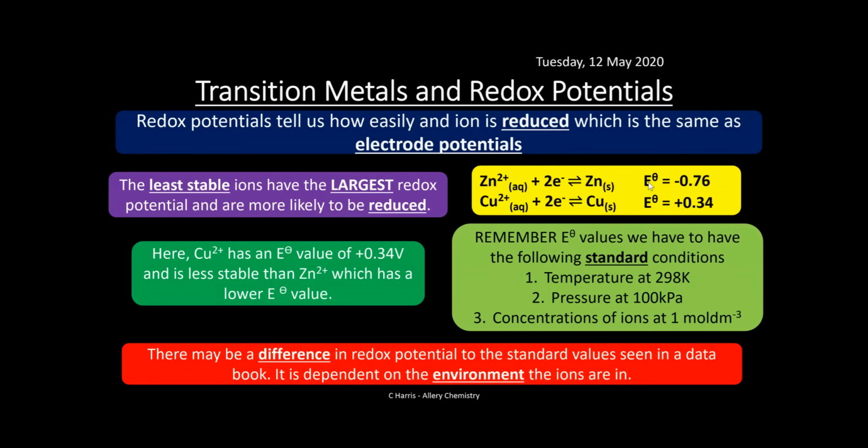So there may be a difference in redox potential to the standard values seen in a data book, and it is dependent on the environment that the ions are in. You don't need to remember electrode potentials, you will be given that data. Electrode potentials are listed in a book or in a table, and there's loads of them, but that is only true if it meets these standard conditions. If it doesn't, then the values are going to be different.